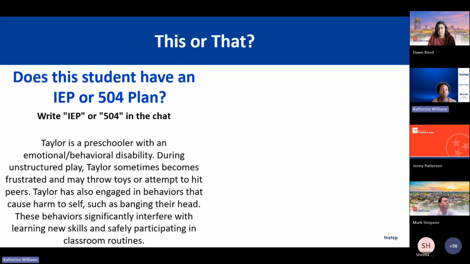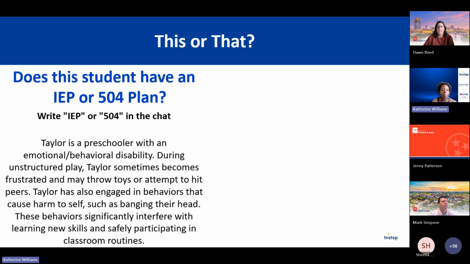So we have gone over the differences between the IEP and the 504 plan. I know it was a lot of information, but I want to bring in a real world scenario aspect. We're going to play a game called This or That. I'm going to read a short scenario, and I want you to think about whether this child would most likely receive support through an IEP or through a 504 plan. In the chat, just write IEP or write 504.